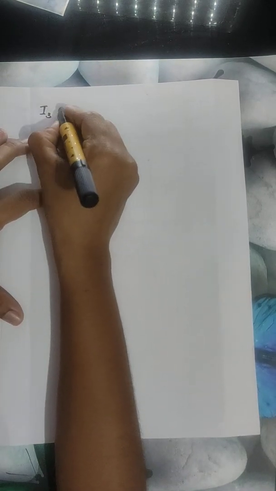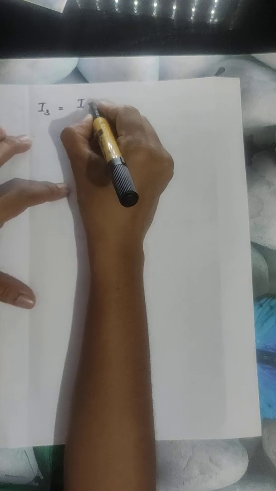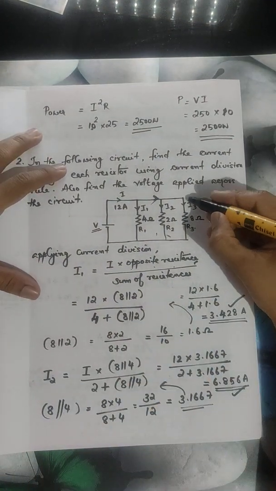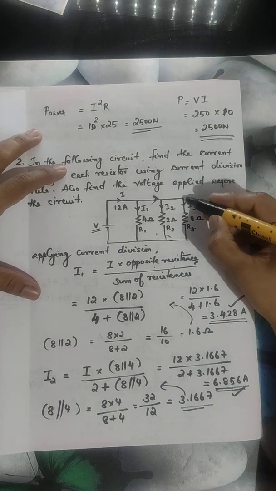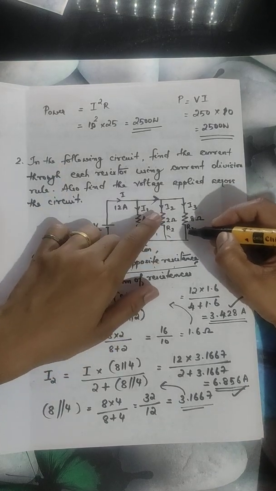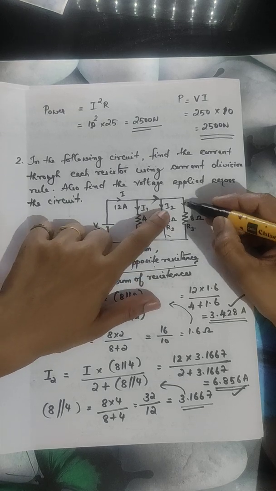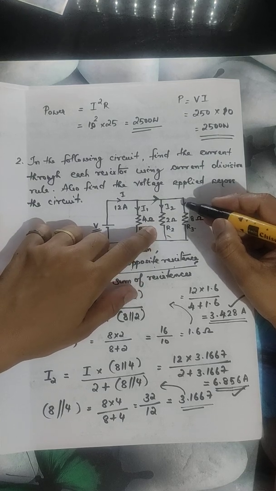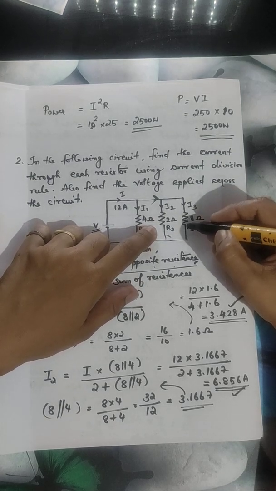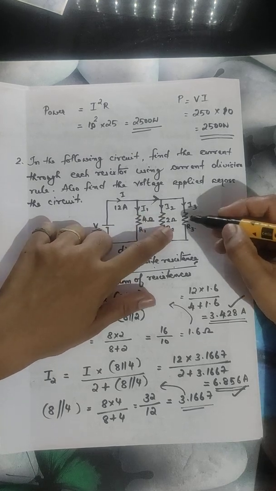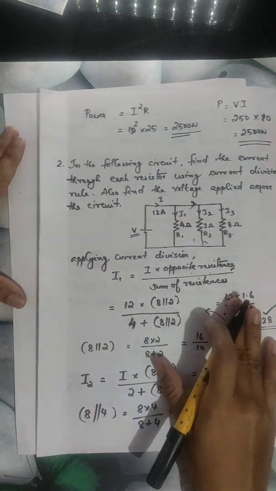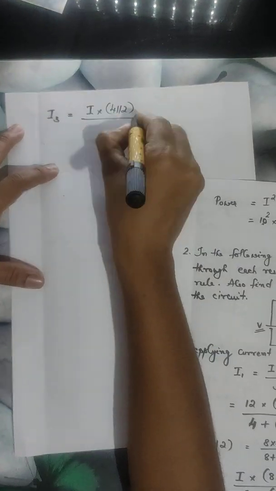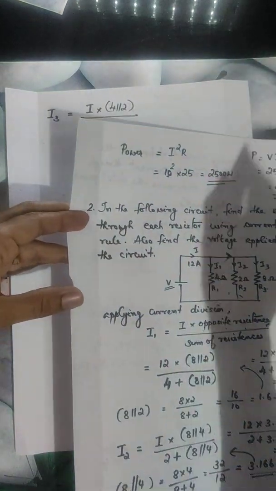I3, similarly, I3 is equal to total current into other branch resistance. So see, I3 is this branch. While we are considering this branch, other branches are these two. So this is one branch and these two branches together constitute the opposite branch. So other branch resistance is 4 parallel to 2. So total current I into 4 parallel to 2 divided by sum of resistances.